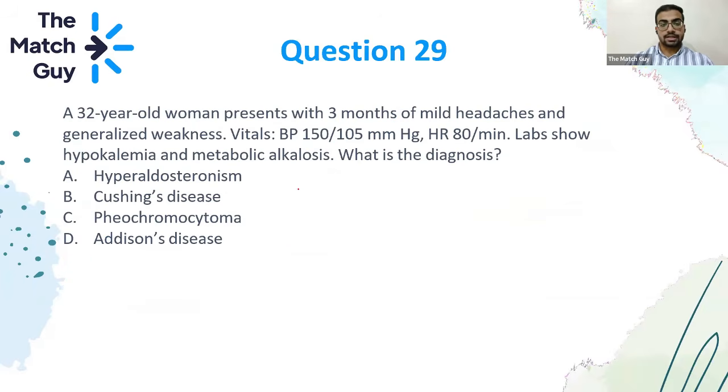So let's approach this next question. We have a 32-year-old woman that presents with 3 months of mild headaches and generalized weakness. Vitals are blood pressure of 150/105, heart rate of 80, and the labs show hypokalemia and metabolic alkalosis. What is the diagnosis?